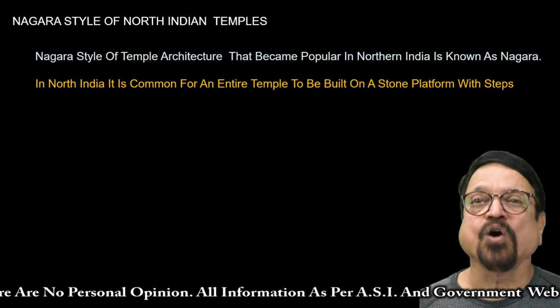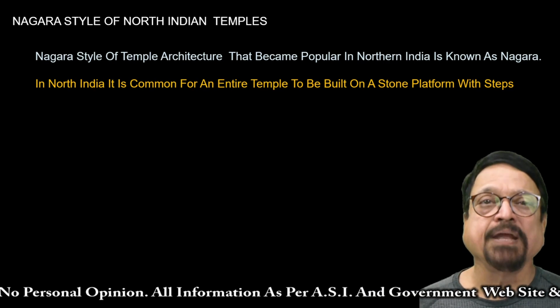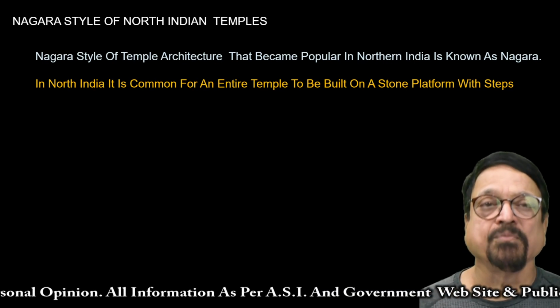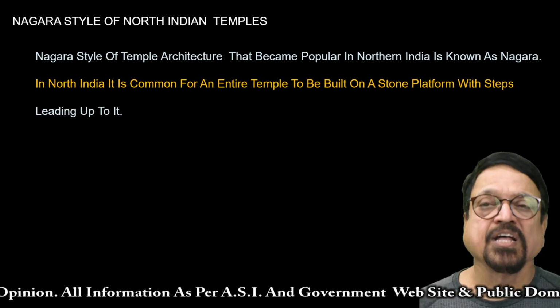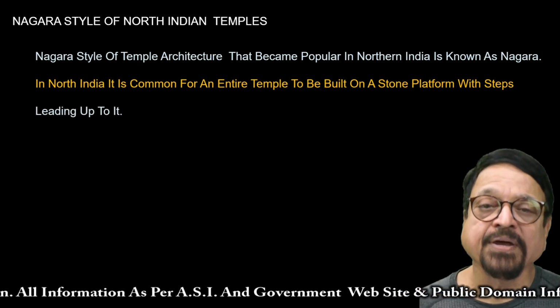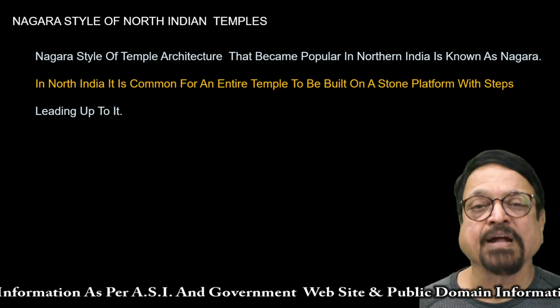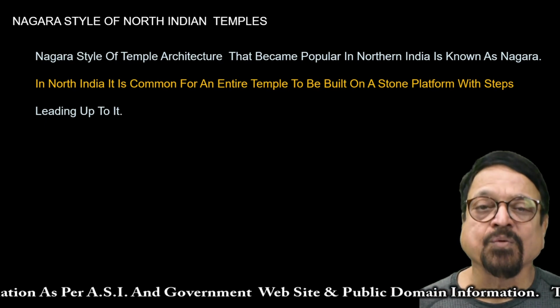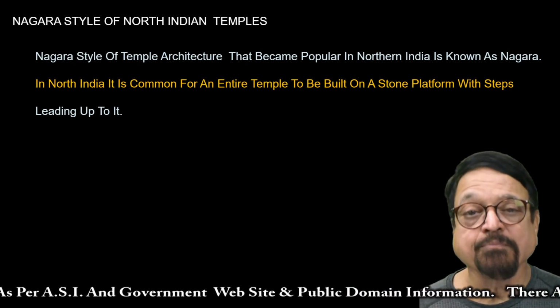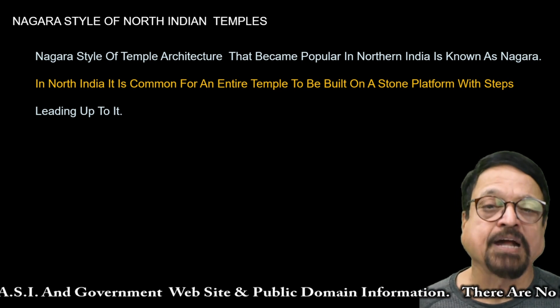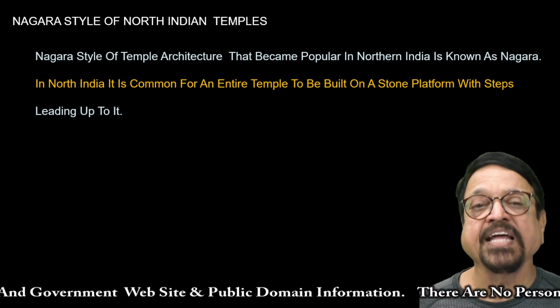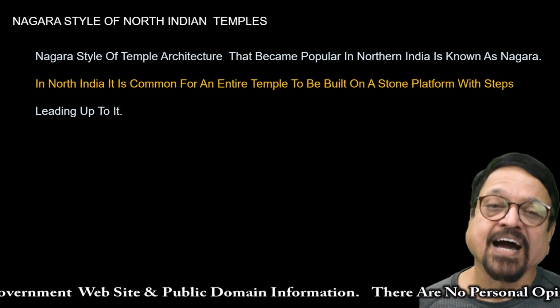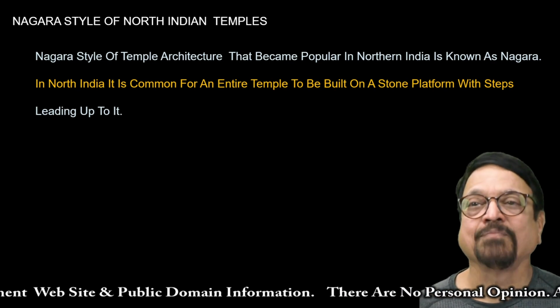In North India, it is common for an entire temple to be built on a stone platform with steps. Earlier temples of the Dravidian style were not on a raised platform, that is Jagati. They were at ground level. But subsequent temples, if we see, are on a raised platform. So again, an adaptation of the Nagara style by the Dravidian has taken place.